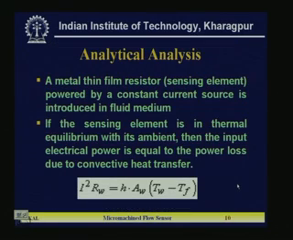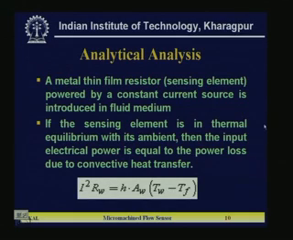Now, we will discuss the analytical analysis of this metal thin film resistor, which is powered by a constant current source and is introduced in the fluid medium. That means a thin film resistance which is put into the fluid medium, either a gas or a liquid, and a constant current is sent through that thin film resistance. If the sensing element is in thermal equilibrium with its ambient, then the input electrical power is equal to the power loss due to the convective heat transfer. We mentioned we have to design the total thing so that the heat transfer is mainly due to convection. Convection, what? Fluid flow.